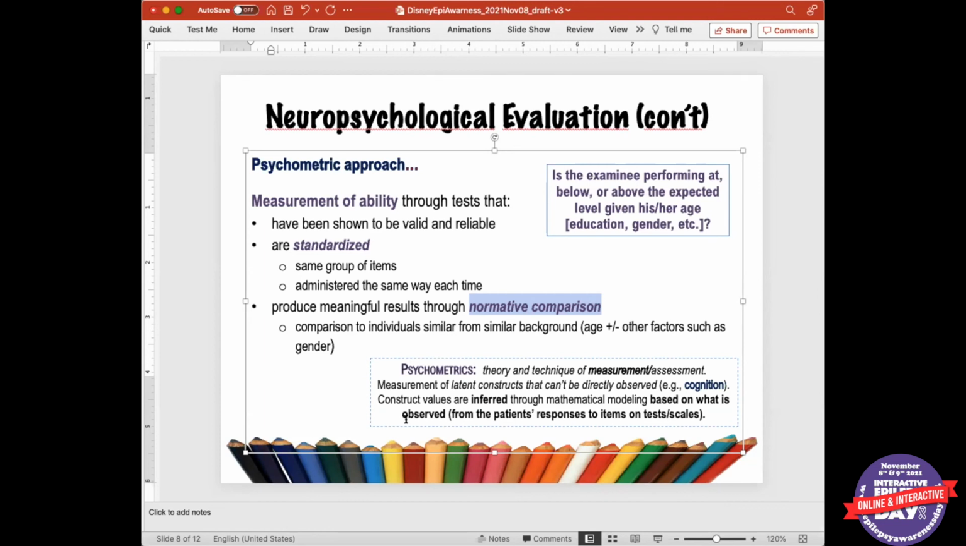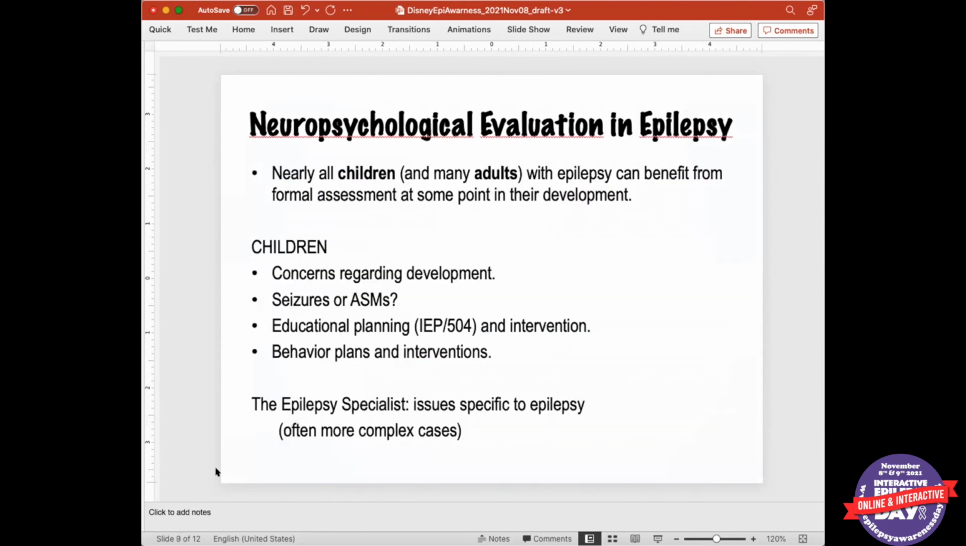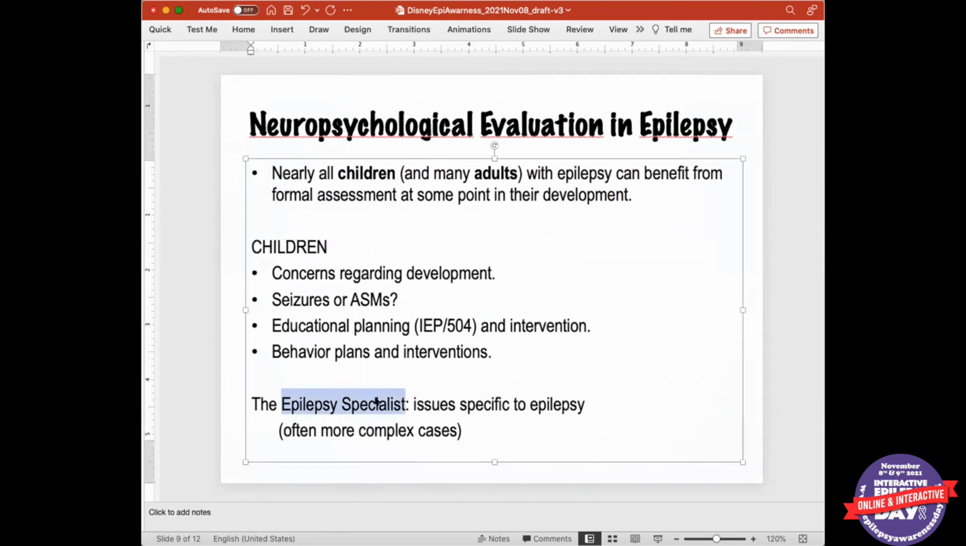One thing I would say about having this evaluation done: when you have more complex epilepsies and situations, it's helpful to have an epilepsy specialist. I'm, for example, a neuropsychologist who specializes in epilepsy. I see the lifespan, but I only see folks with epilepsy. The reason for that is, when we were talking about the normative comparison, epilepsy specialists have knowledge of, for example, different normative data.